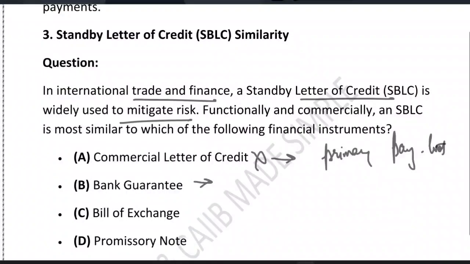It's all about bank guarantee and promissory note. This is another wrong one, because these are just basic promises to pay between two parties, not a bank fail-safe. And option C says bill of exchange. Yeah, this is about the correct answer. You know, both serve as a secondary fail-safe mechanism, right? That only triggers when someone breaks a contract.